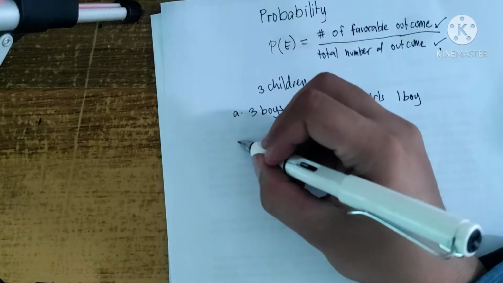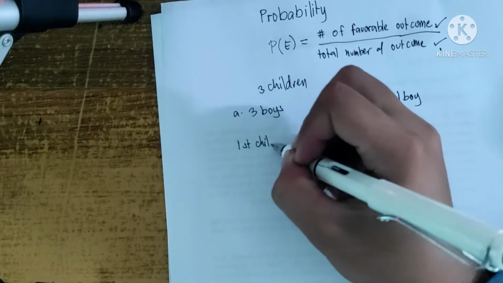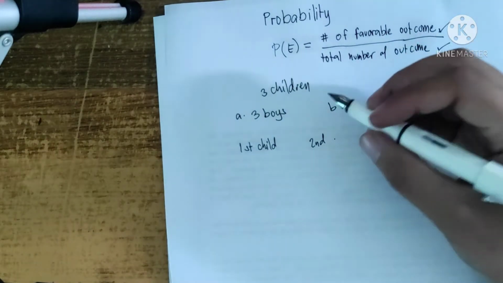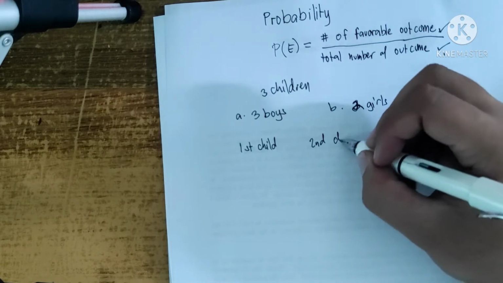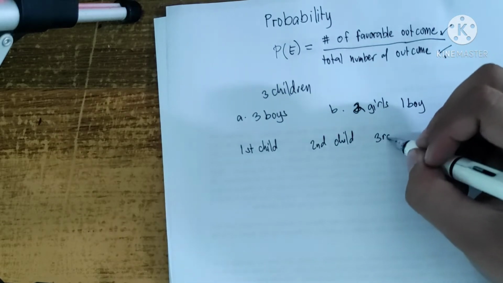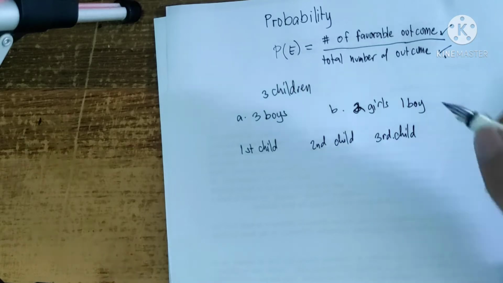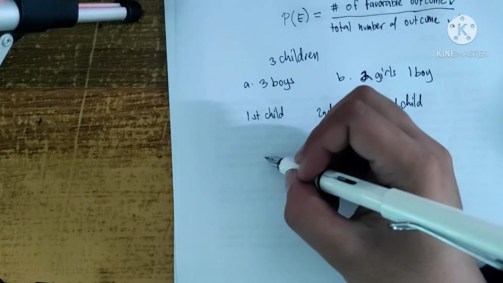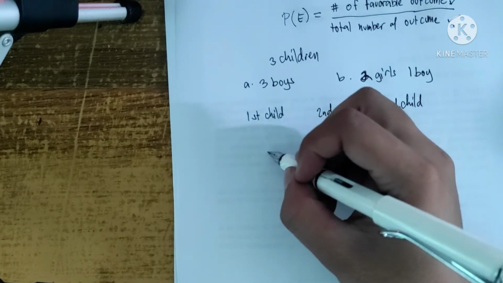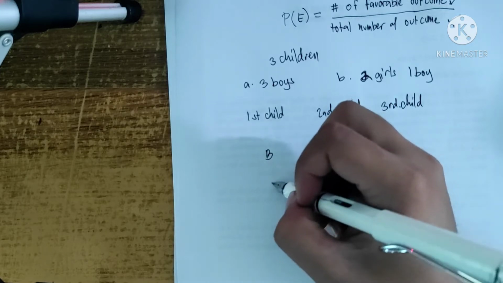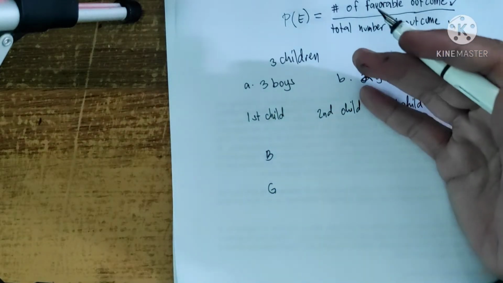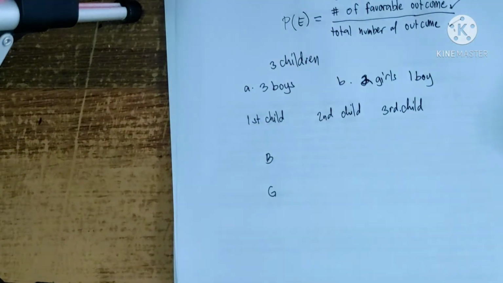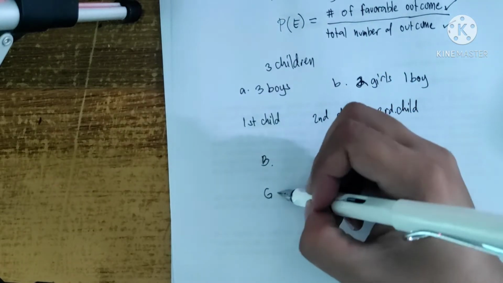So we have the first child. Next is the second child. Next is the third child. Okay. So for the first child, there is a possibility na sa first child natin is boy or girl. Okay? Wala nang ibang possibility, no? Hindi pwedeng maging bakla yan, or hindi pwedeng maging tomboy yan, or hindi pwedeng maging transgender yan. Boy and girl na talaga.